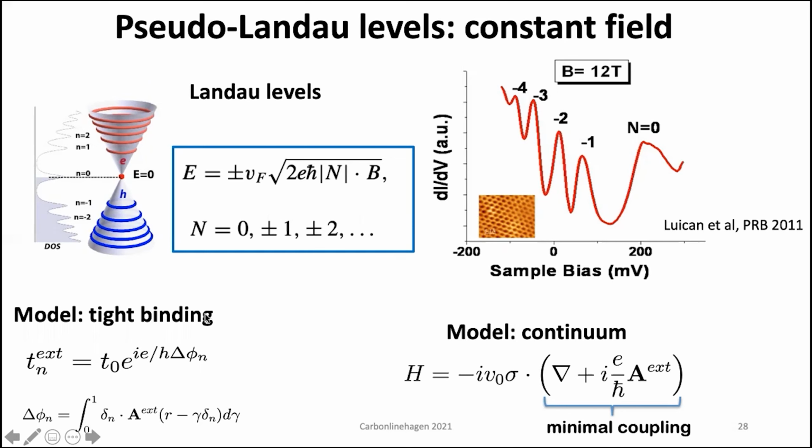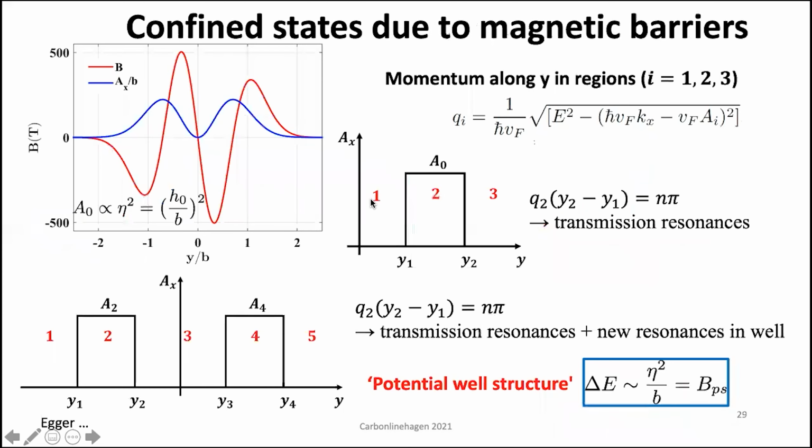Theoretically, the magnetic field is implemented in the tight binding via what is known as the Peierls substitution, a flux per unit cell, and in the continuum limit is introduced, as we said in the first part, as a gauge field that has the same sign for both valleys. Now, what happens with these confined states that are due to magnetic barriers, that is, to an inhomogeneous magnetic field?